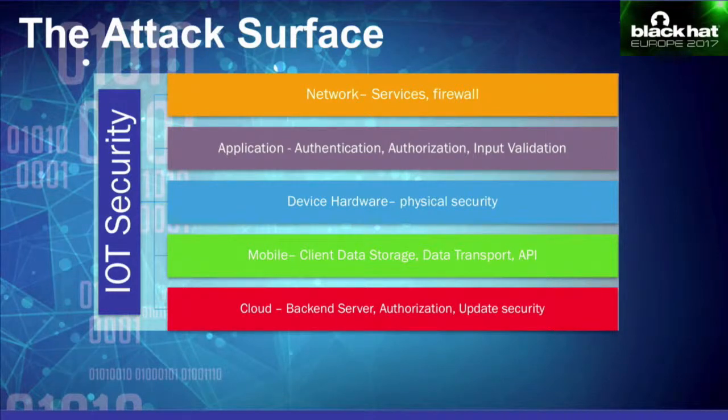Now when you think of attacks against each and every one of these layers, there could be attacks against the network layer, application layer, device hardware, mobile interface, and cloud infrastructure. Take all these attacks and combine them together. That is what the attack surface of an IoT device would be. So it could look like a simple device, but it does expose a huge attack surface.